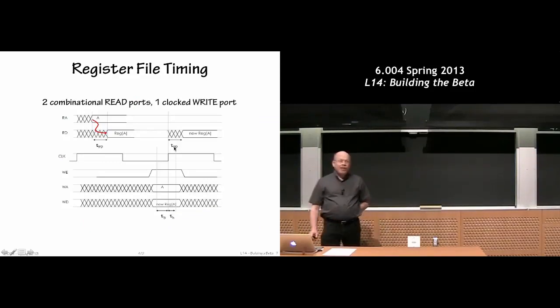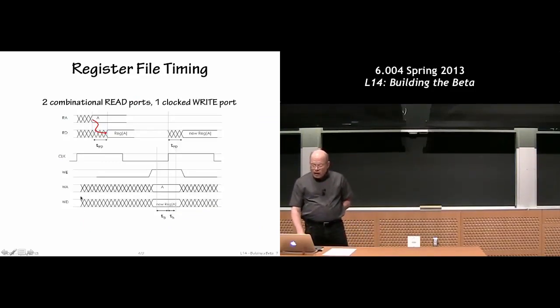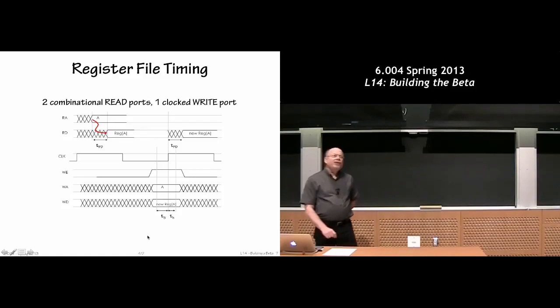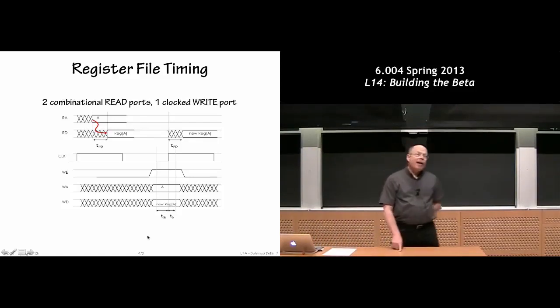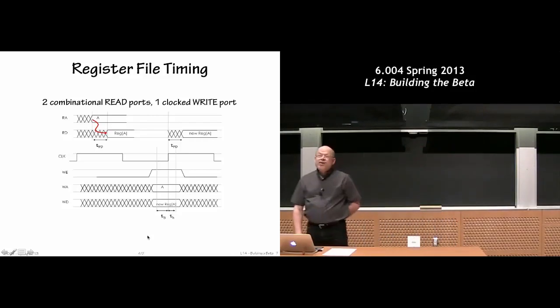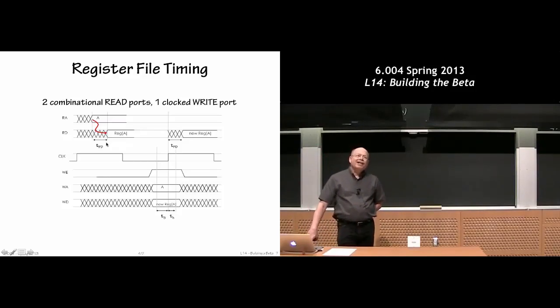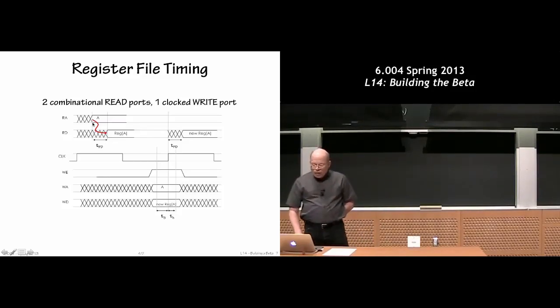Here's a timing diagram of how the register file works. These are the sort of things you see in data sheets all the time when you buy digital components, and these are timing diagrams that you have to learn to read. What this one is telling me is that a certain length of time, in the case of our beta about a couple nanoseconds, after we have a stable read address, we will get the appropriate data out of the register file.